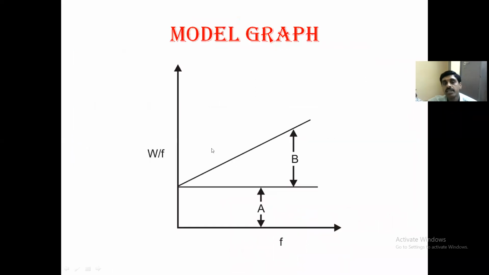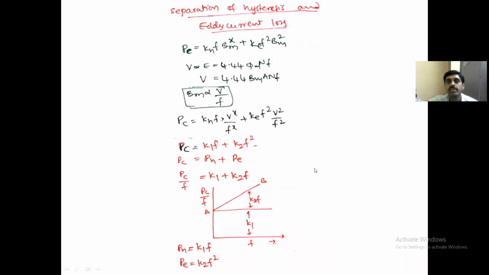Let us see this. So this is W by F. You can take the losses divided by F. This is actually V by F. If you draw a line, you can take one constant part and some variable part. What is this? Let us see in this.